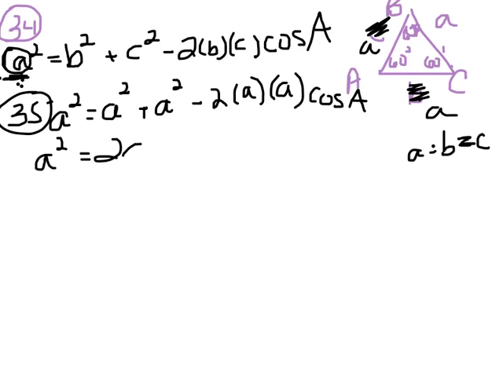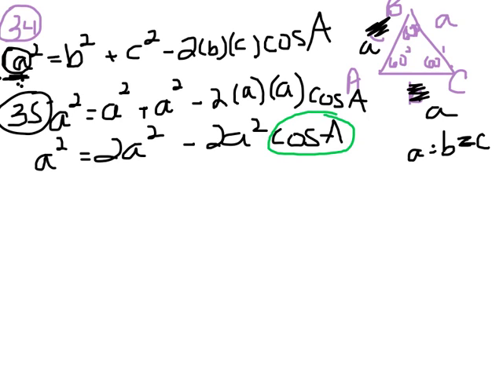2a squared minus 2a squared cosine of A, right? Okay, so they want to get cosine A by itself. So what I'm going to do is circle cosine A. They want me to solve for cosine A by itself.